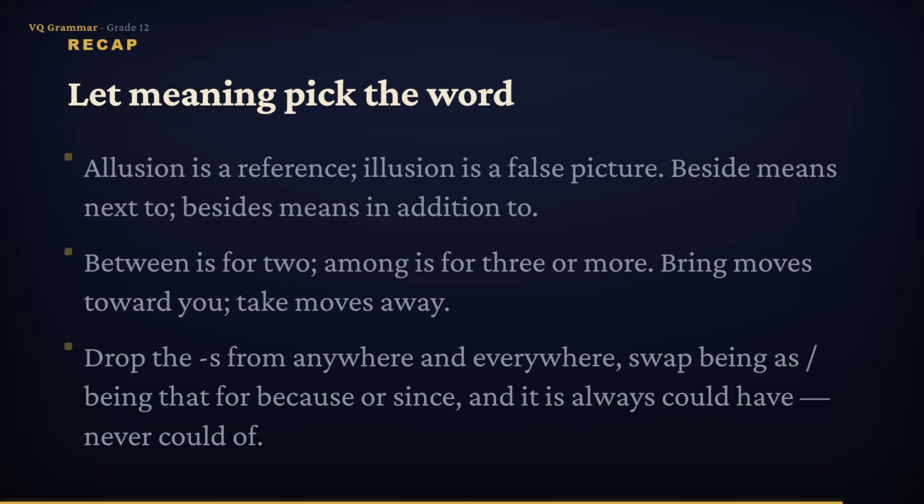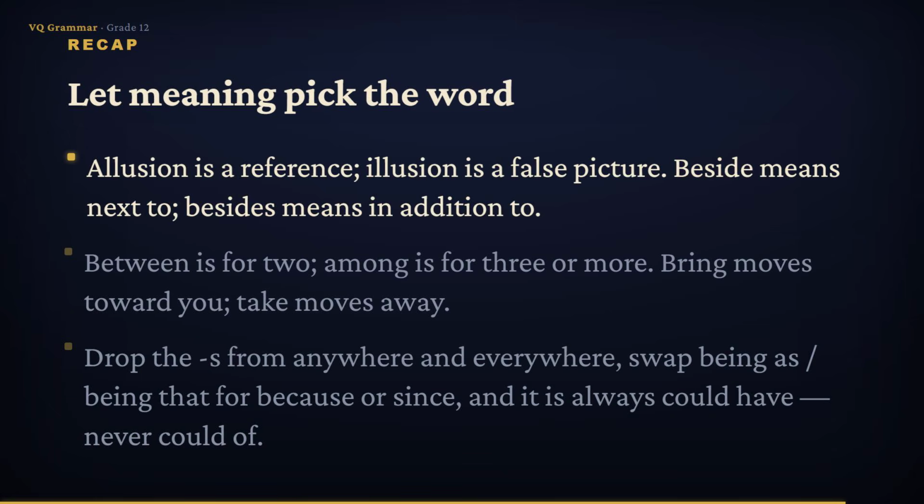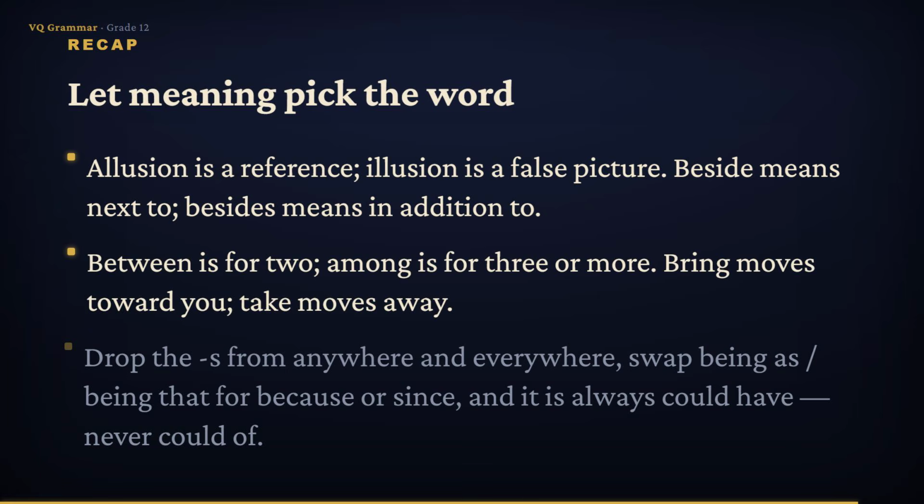Let's pull the whole glossary together. Allusion is a reference. Illusion is a false picture. Beside means next to. Besides means in addition to. Between is for two. Among is for three or more. Bring carries something toward you. Take carries it away.